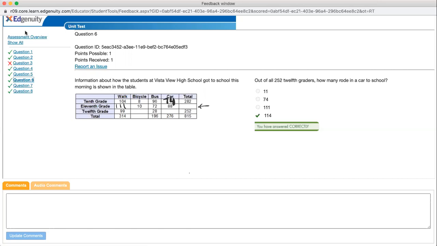There's other orders that you can do. 111 plus 10 plus 72 plus 88 will give me 281. Then I can double check to make sure that's correct by adding those together. If I continue looking at this row, so 815 minus 276 minus 196 minus 314, that gives me 29.